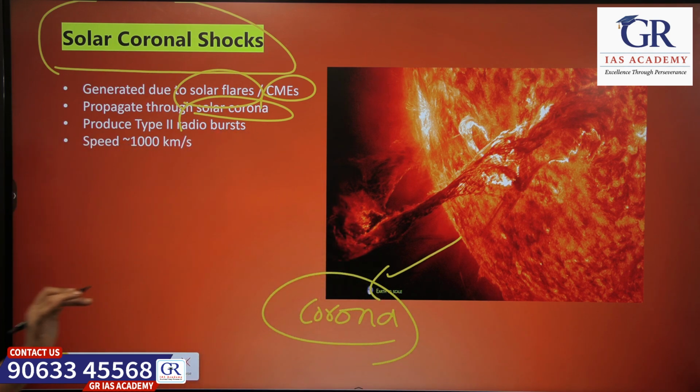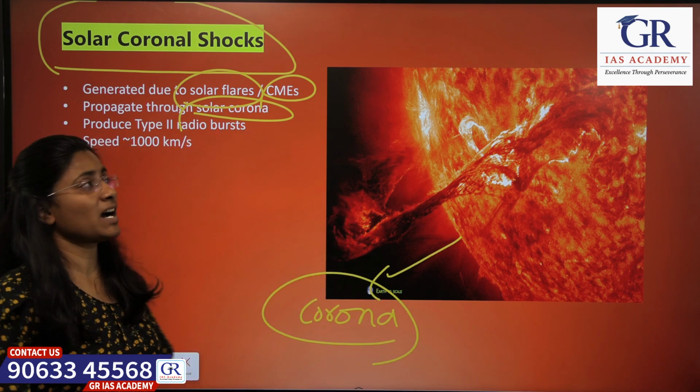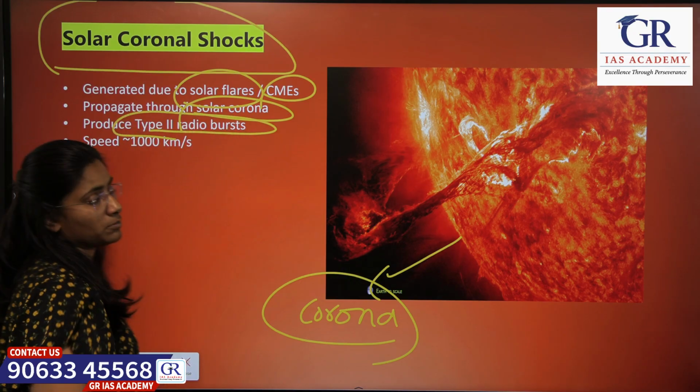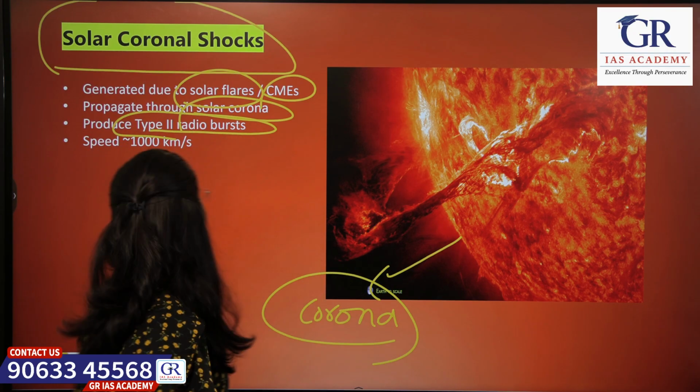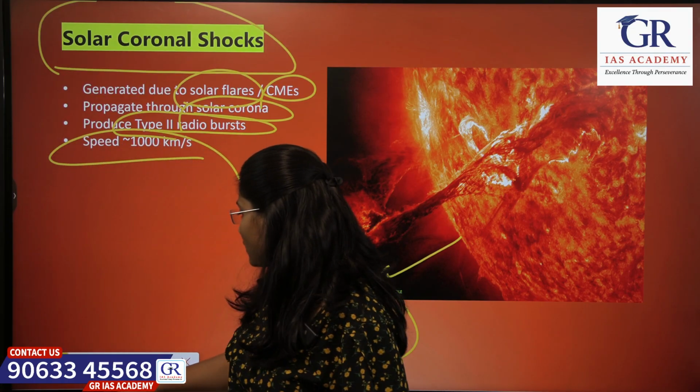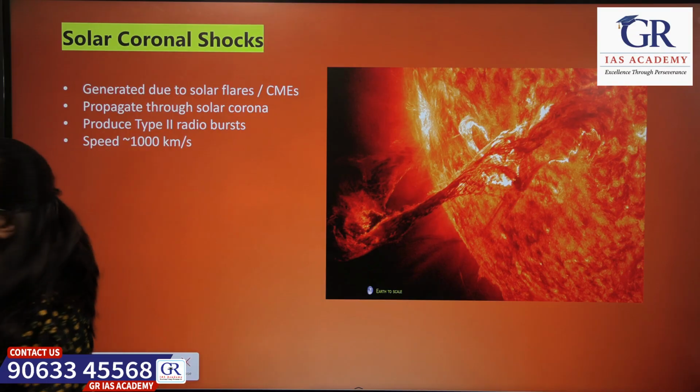What kind of mass ejections are these? They are of type 2 radio burst, and they will travel with a speed of around 1000 kilometers per second.